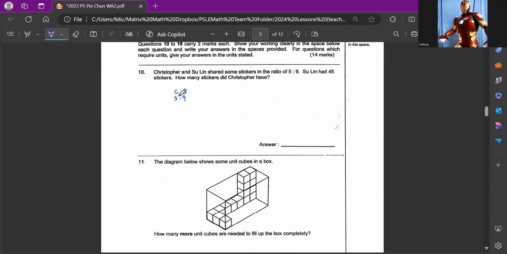So if Sulin has 45, we just need to make use of the 9 here, which is 9 units. So you can read this as 9U. So you can say 9U will be the 45 stickers. Of course, work out 1 unit. Now we want Christopher. Christopher will be 5 units. So just work out 5 units from there. Okay, so that will be 25 stickers here.